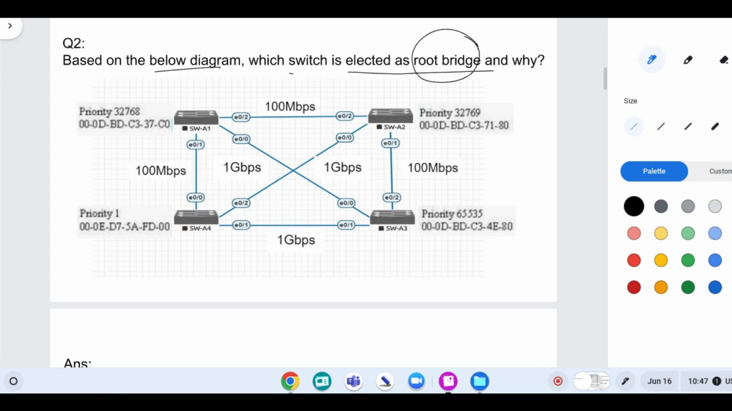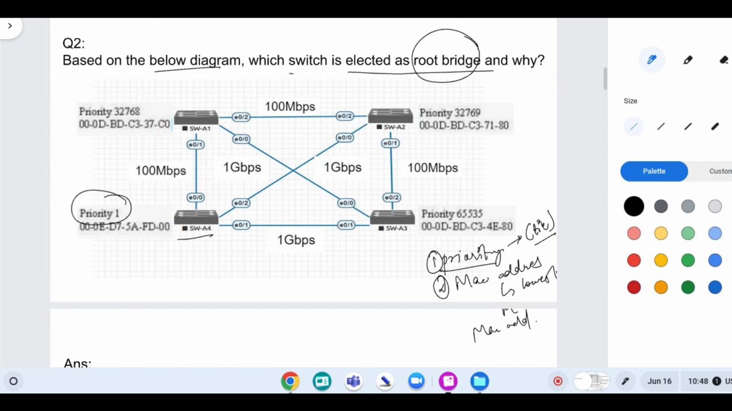By default, while having the election for the root bridge, it first checks the priority, and the second thing is MAC addresses. If there is a tie in priority between two switches, then it will check for the lowest MAC address. So here you will see that the priority is 1 for this switch 4, so it will select this particular switch as root bridge.